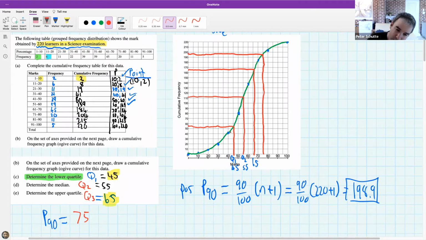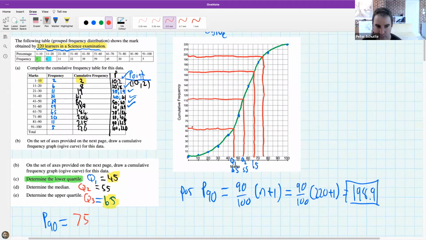Okay guys, I'm so proud of you. You've done so well. We really are getting into the more detailed part of ogives. And once you get this, all these exam interpretation questions become a lot easier.